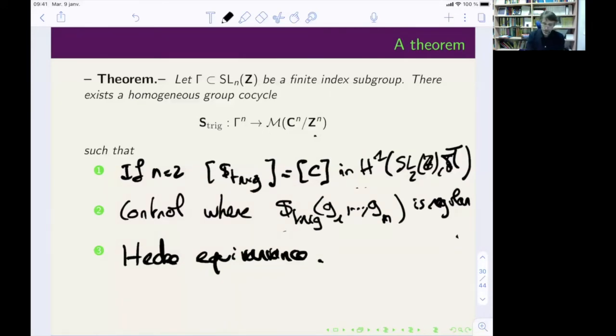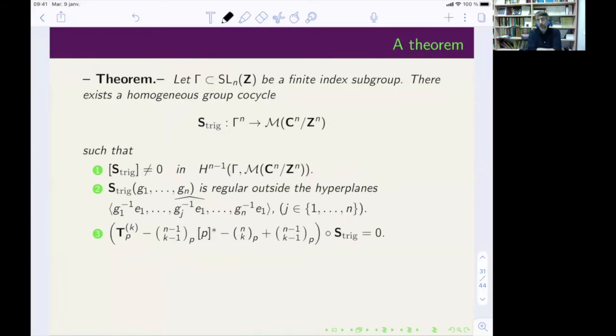And so to have a precise statement, the theorem is the following. Again, you have this homogeneous group cocycle. It is non-zero in cohomology. Now it becomes a class of degree n minus one. You know exactly where it is regular. In fact, it is regular outside some hyperplanes that you can write down. And the analog of the action of the Hecke operator is this: if you consider a group in SLnZ, for each prime p, you have a whole collection of Hecke operators that depends on the integer k, which is less than n minus one. And you can write a precise formula for the equivariance under the Hecke operator. And if you take n equal to 2 and k equal to 1, you end up with the formula Tp minus p, p star minus one here.